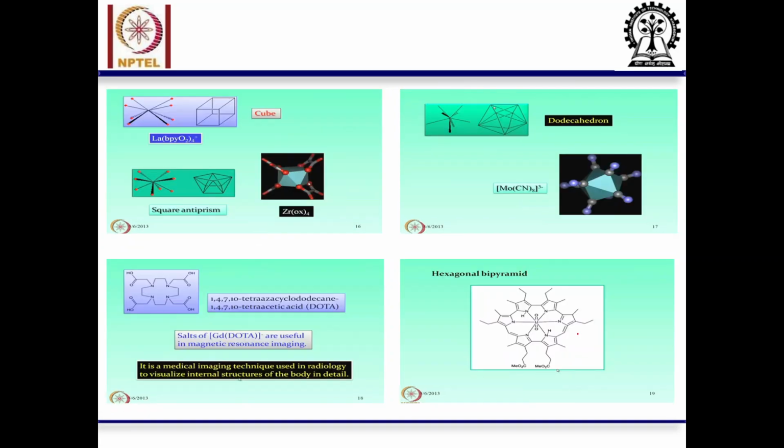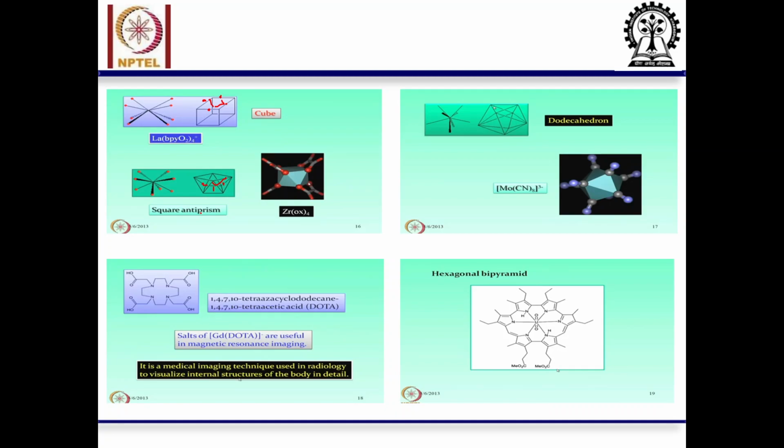So next, this is the square antiprism. Suppose this is the cube, you rotate it by 45 degrees, so this will come here and this will shift here, another will shift here, and one here. So we have only two square planes, one is the top, another is the bottom, and we have six tetragonal faces, 1, 2, 3 and 3 from behind.